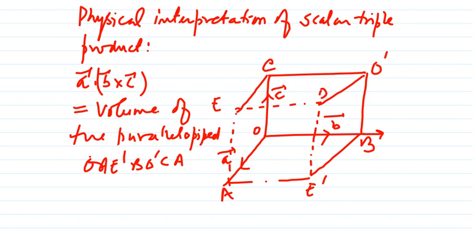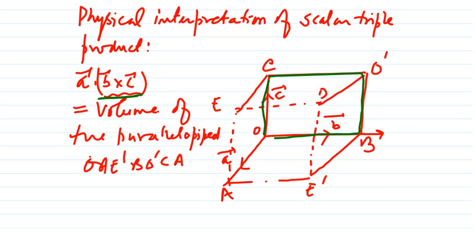So how can we prove it? First, we will consider this portion. B cross C is a vector which is perpendicular to the plane containing the vectors B and C. So a parallelepiped is a solid body. Suppose the base of this solid body is OBO dash C.